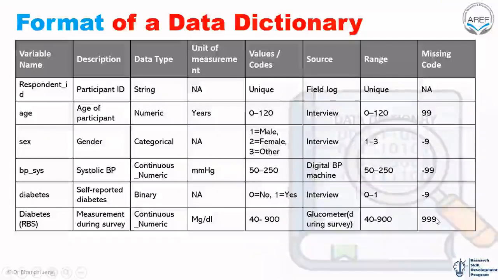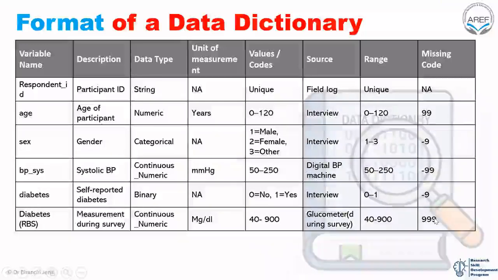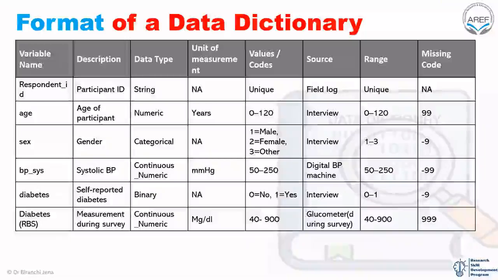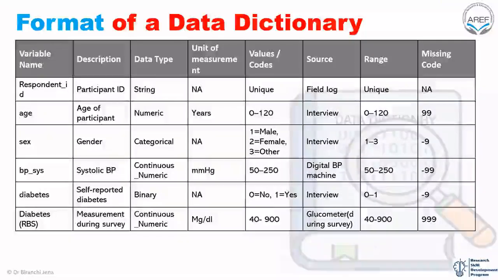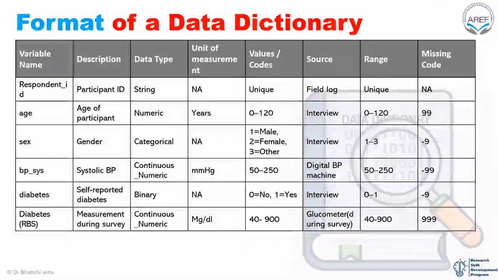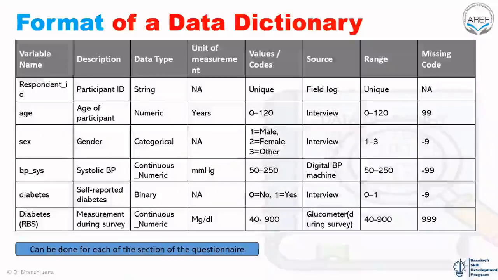And for the missing code, if somebody says no, I do not want to get my blood sugar done during the data collection time, then at that time you can write 999. That means it is a missing code, the patient doesn't want to get the diabetes test done. So the moment we see all these things, we have a complete fair idea which variable, how it will be behaving during your analysis. So this is all about your data dictionary.